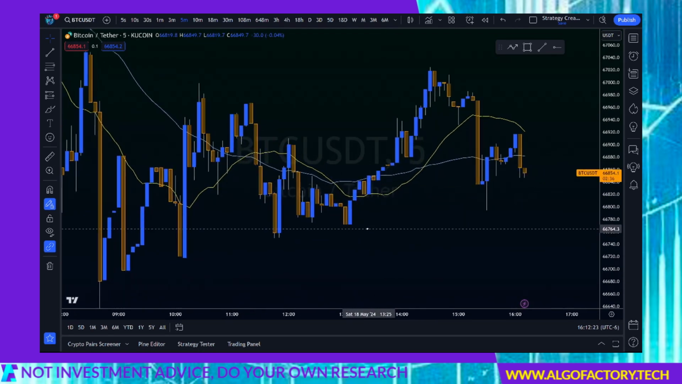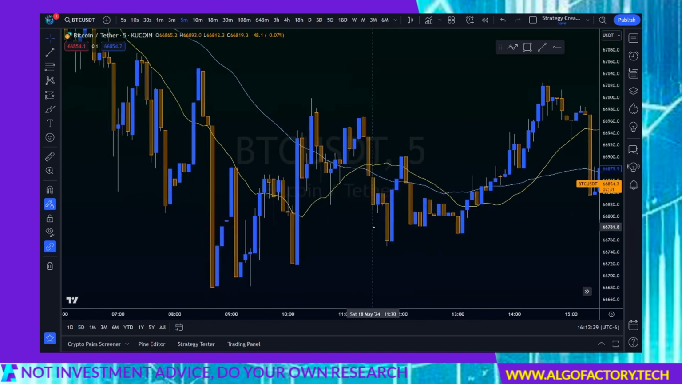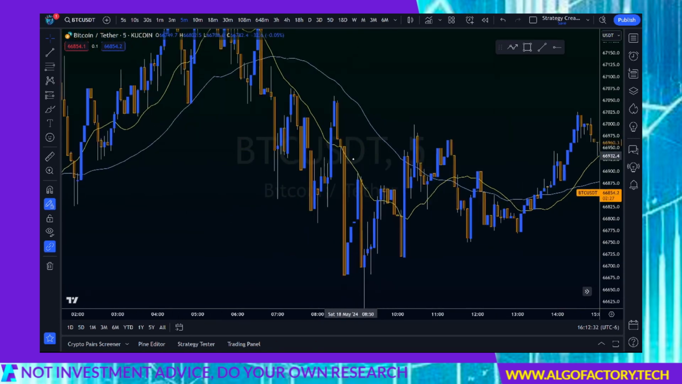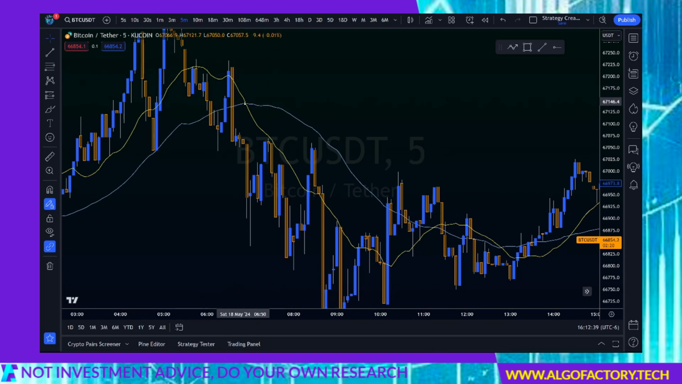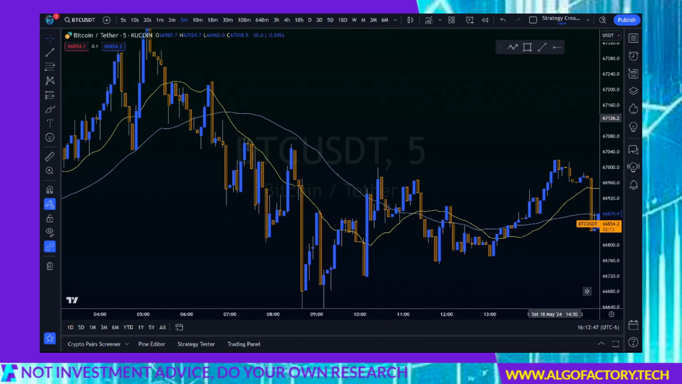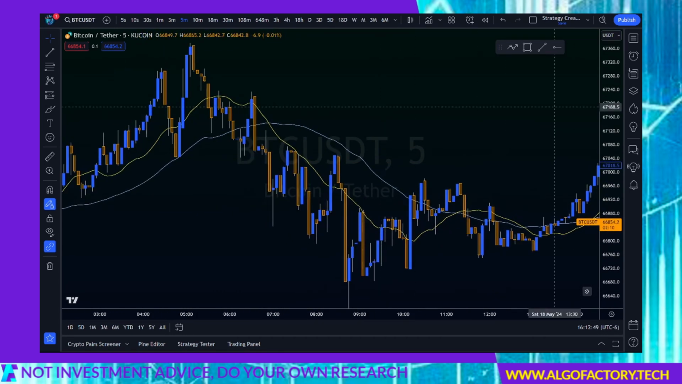The way that the typical simple moving average strategy works is that you look for the moving averages to cross. And if the yellow, in this case the faster average, crosses below the slower average, then you're looking to go short. And then you can choose whatever method you use to create a stop loss and you enter the trade.